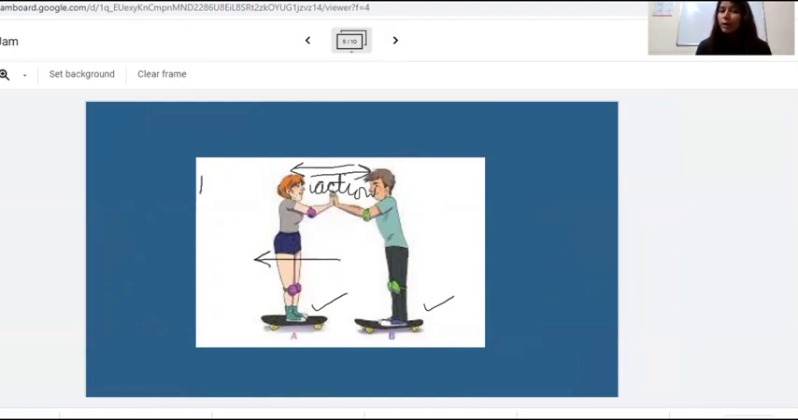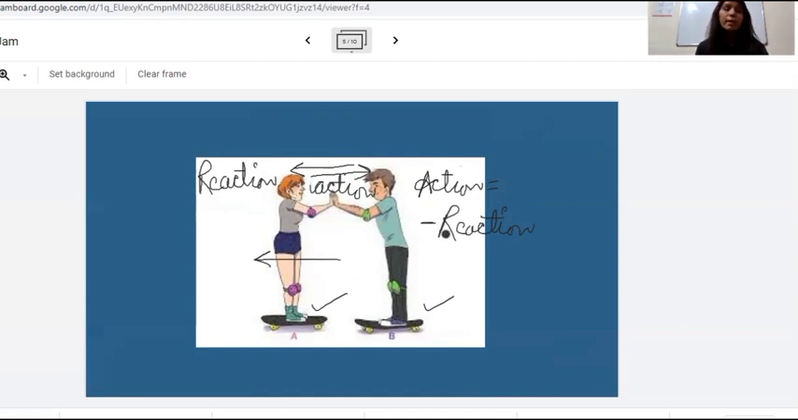Okay, it means this boy had given some of the reaction force on this girl, due to which this girl is moving in the backward direction. So from here we can say that action is always equal and opposite to reaction. So these are some of the examples that are due to Newton's third law of motion.